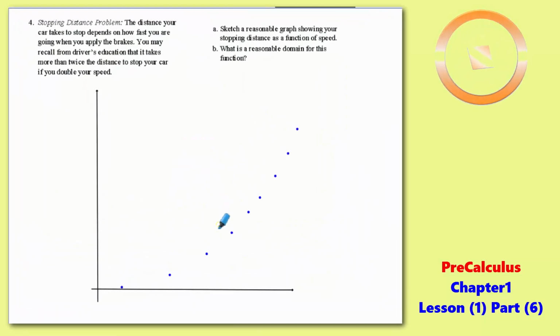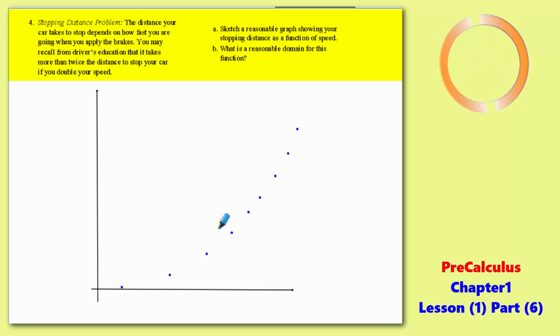Stopping distance problem. This is problem number 4 from lesson 1-1 problem set. The distance your car takes to stop depends on how fast you are going when you apply the brakes. You may recall from driver's education that it takes more than twice the distance to stop your car if you double your speed.